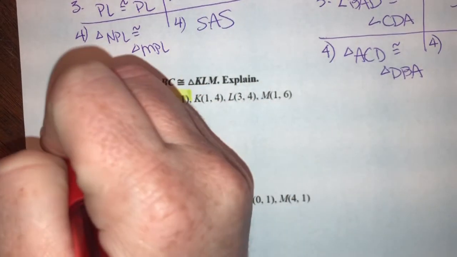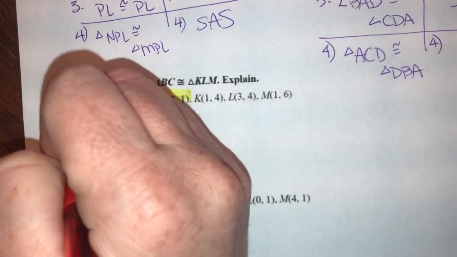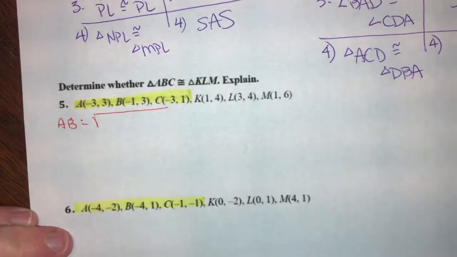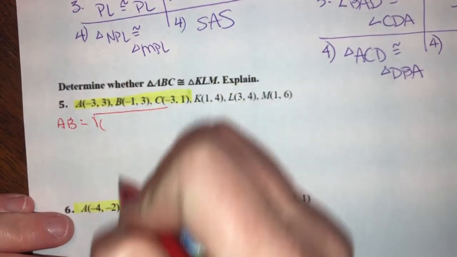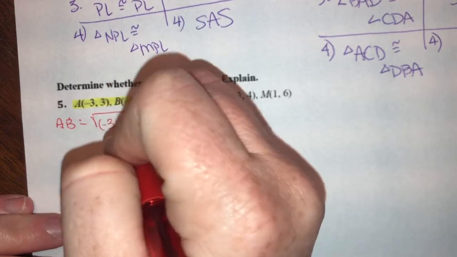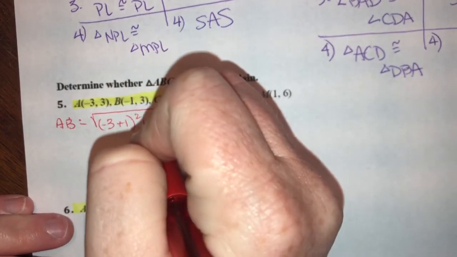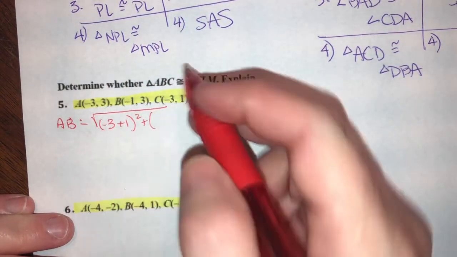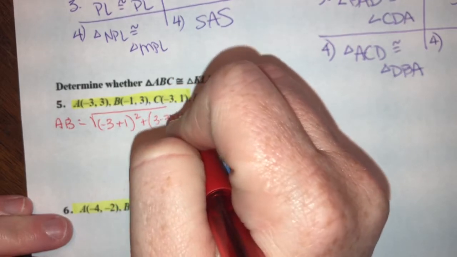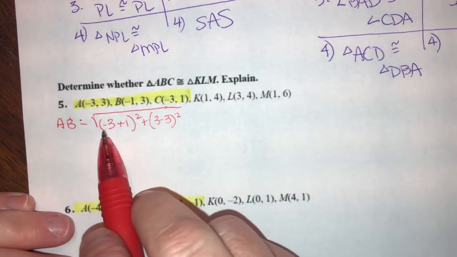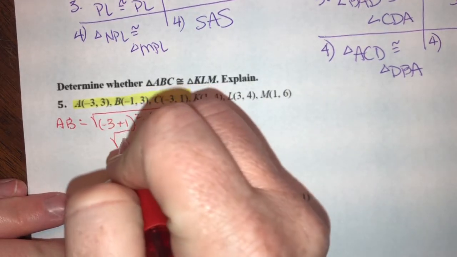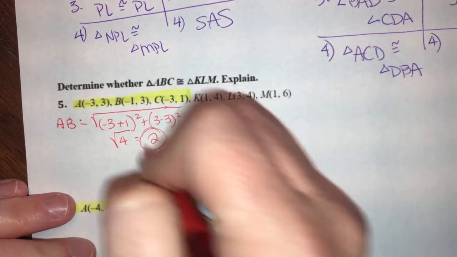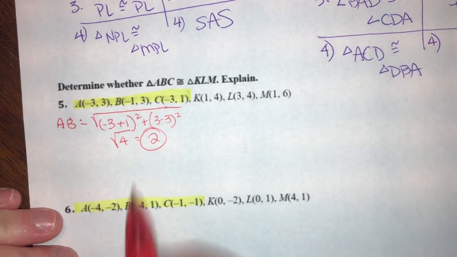So for AB, I'm going to use distance formula, y minus y squared plus x minus x squared, or vice versa. -3 minus -1, and 3 minus 3. -3 plus 1, -2 squared is 4. This is 0. Square root of 4 equals 2. So the length of AB is 2.